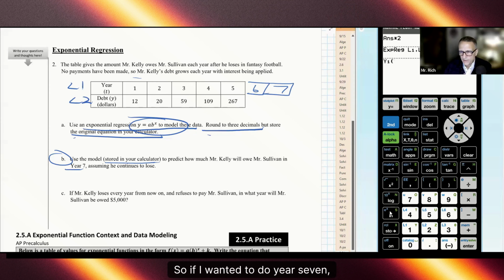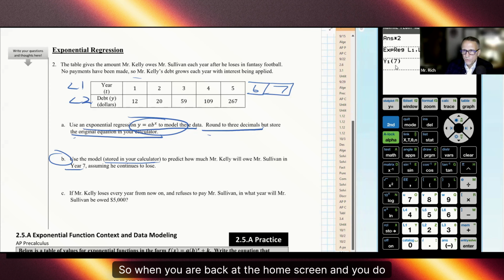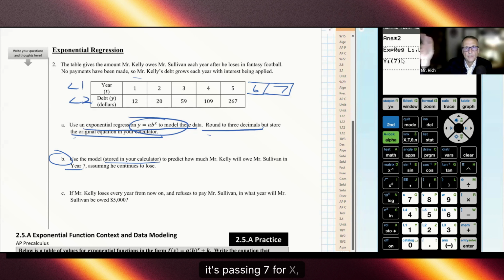So if I wanted to do year 7, I would say, hey, pass the value of 7 and return the value. Now that's not the right answer to this because the equation that it's using is not the one for this particular problem. But if I hit Y1 right here, up here in Y1, this is the exponential equation all the way out to about 12 decimal places. So there's the base of the exponent, 1.28, blah, blah, blah, raised to the x power. So when you are back at the home screen and you do Y1 of 7, it's passing 7 for x, plugging it in, and then it's returning the answer to you.